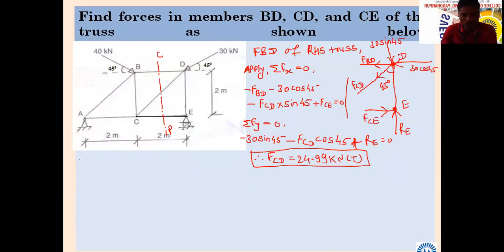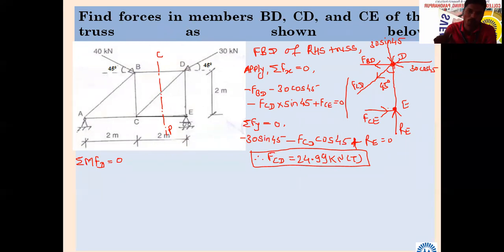कुठल्या point साठी? About which point? Summation of moment due to all the forces about point D. Why should we not apply with respect to point E? Suppose E ला अप्लाय केलं तर किती अननोन राहतील येणाऱ्या इक्वेशन मध्ये? दोन. FCD मिळाला आहे की आपल्याला. FCD already we found out. So it is also possible to apply with respect to point E as well, but many more forces are going to pass through point D. That's why we'll apply with respect to point D.